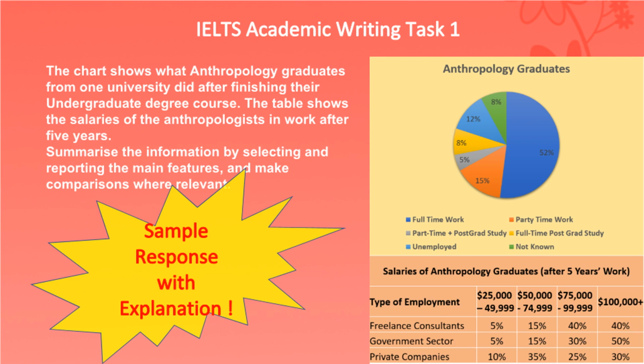In this task, we were given a pie chart as well as a table. The chart shows what anthropology graduates from one university did after finishing their undergraduate degree course. The table shows the salaries of the anthropologists in work after 5 years. Summarize the information by selecting and reporting the main features, and make comparisons where relevant.